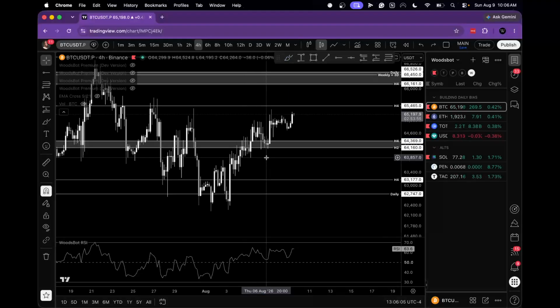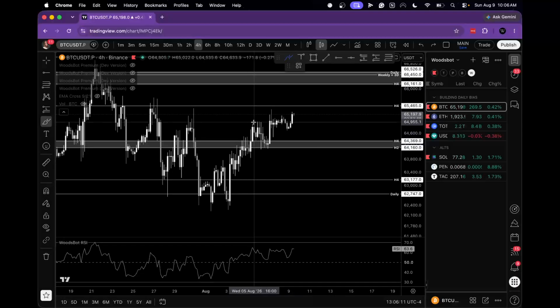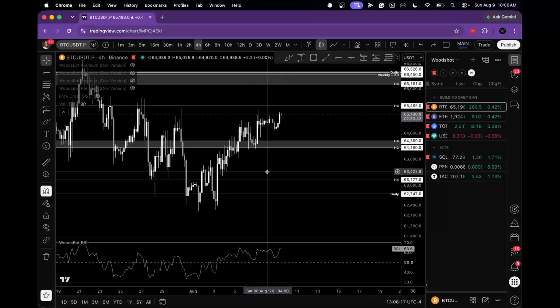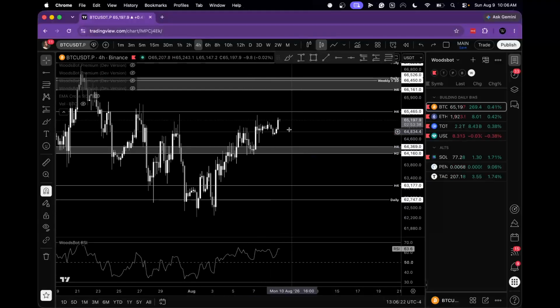So, first of all, it's not an area where you would want to long. What you would want to see is exactly what we got, right? A decisive break above with a nice retest. And then this is where you would look to long. But it's important to understand where your nearest levels are and where you shouldn't be trading, because it's where you're most likely to get chopped up.